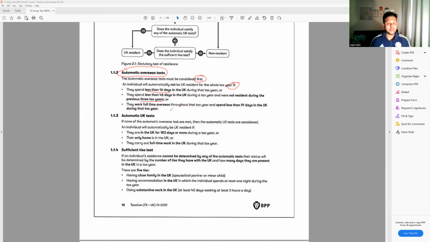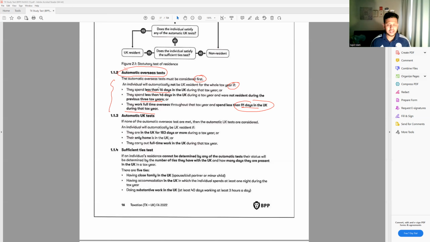They work full-time overseas throughout the tax year, and spend less than 91 days in the UK during the tax year. So they work full-time somewhere outside of the UK and spent less than 91 days in the UK during the tax year. So if one of the conditions is satisfied for the whole tax year, they will be treated as not resident in the UK.